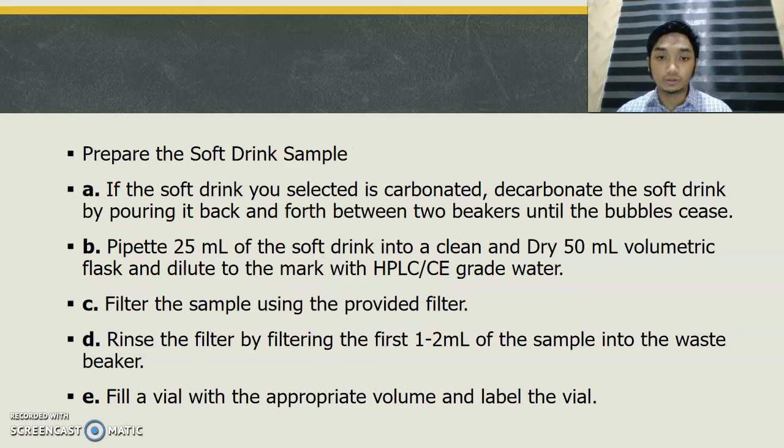Prepare the soft drink sample. The soft drink sample that you select is carbonated. We must decarbonate the soft drink by pouring it back and forth between two beakers until its bubbles cease. Then pipette 25 ml of the soft drink into a clean and dry 50 ml volumetric flask, and then dilute to the mark with HPLC grade water. Filter the sample using the provided filter. Rinse the filter by filtering the first 1 to 2 ml of the sample into the waste beaker. Fill a vial with the appropriate volume and label the vial.